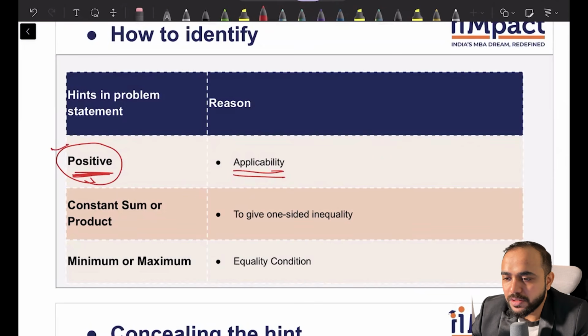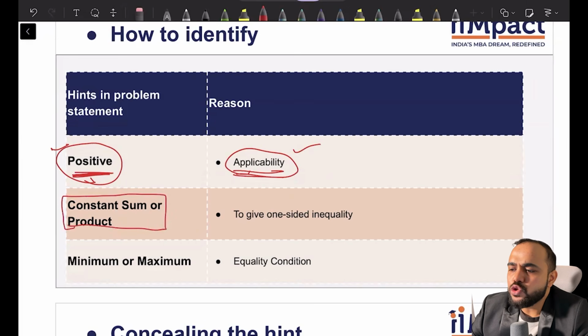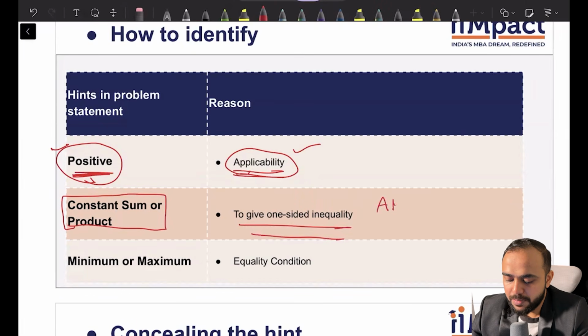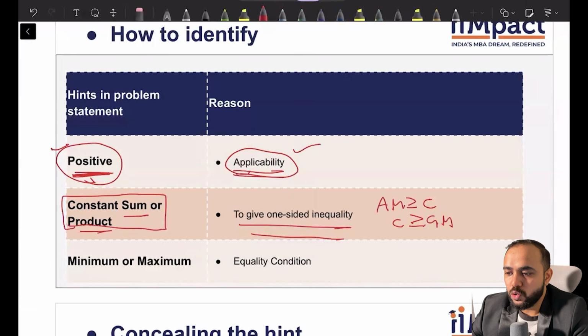Because if the numbers are not positive, if the numbers are of opposite sign or negative numbers, then AM-GM is not applicable, so what else remains for you to identify? Right. Let's say that the numbers are given to you to be positive. The second thing you should check for is, do you have constant sum or constant product, which will help you by giving you a one-sided inequality. You will have arithmetic mean greater than or equal to some constant, or some constant is greater than or equal to the geometric mean. Even if the sum or product that you want is not given, but something else is given, it is still a valid option.